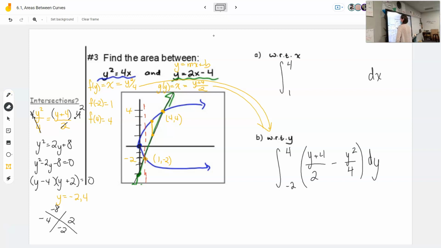The problem is that's not all there is to this problem. If I just do top minus bottom, blue minus green, first of all, I would need to do what Josh already said, which is I would need to square root both sides, and so y would equal a plus or minus square root. I have a top and a bottom curve. So the blue is actually the positive square root of 4x, which is still, I guess I could say, 2 root x. The bottom is the negative square root of 4x.